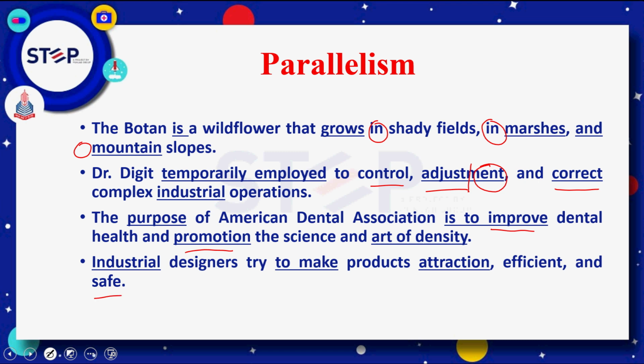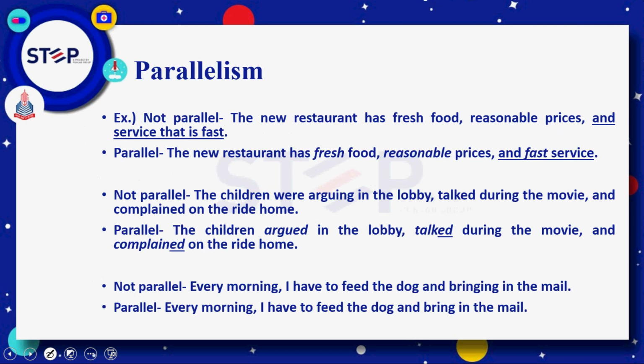Safe is an adjective, and efficient is an adjective. So over here there should be another adjective, attractive. Attraction is a noun, so that's why it's wrong. In parallelism, there is an example of parallelism.